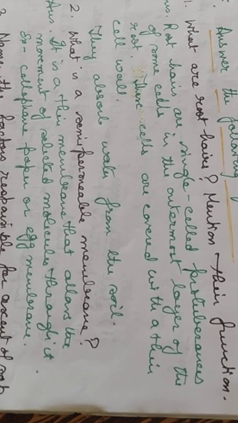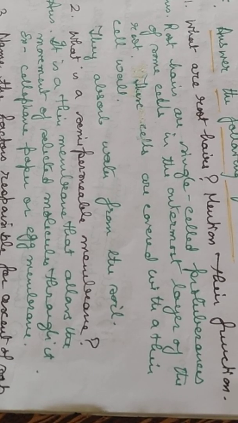They are called the root hairs. These cells are covered with a thin cell wall. What is the function? Their function is to absorb water from the soil.